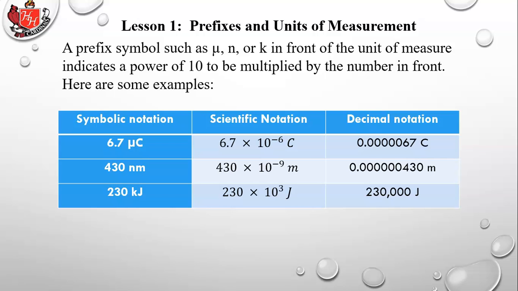We'll talk about scientific notation and that conversion in just a minute. 430 nanometers, that's a number you come across in measuring the wavelength of a light wave, and so that would be 430 times 10 to the negative 9th. And 230 kilojoules, and kilojoules is a unit that we use a lot when talking about heat going into or coming out of a chemical reaction, and that would be 230 times 10 to the third, or that's 230,000.